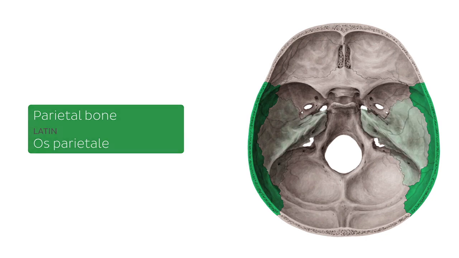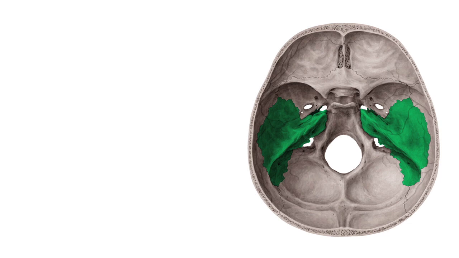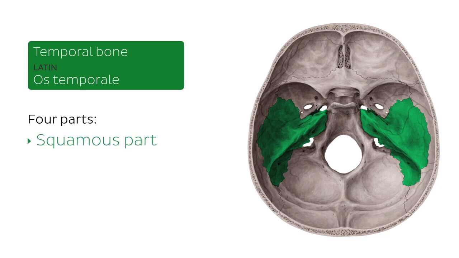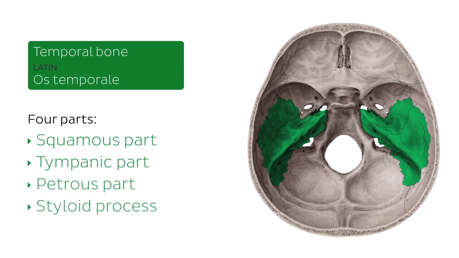Another set of 2 bones that we see highlighted in green are known as the temporal bones. The temporal bone is a bilateral symmetrical bone which forms part of the lateral walls of the skull. It is comprised of 4 parts: the squamous part, the tympanic part, the petrous part, and the styloid processes.